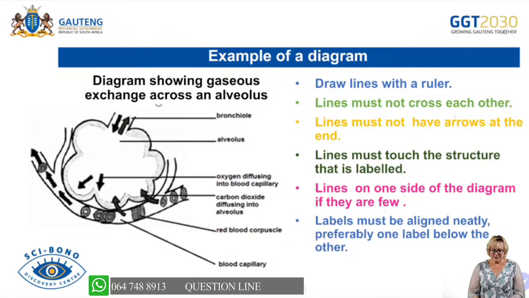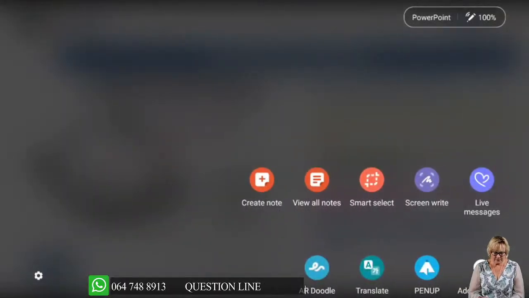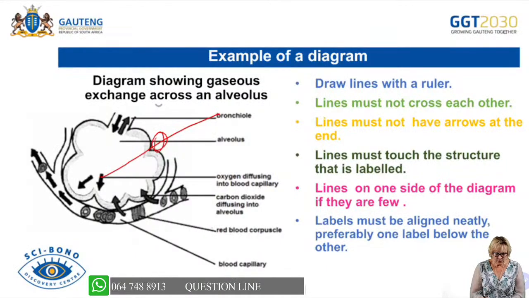Lines must not cross each other. All right, so you cannot say, this one is actually that one there. You're not allowed to have lines that are crossing one another. Lines must not have arrows at the end, so we don't put an arrow here or there. I know in some textbooks they have arrows, but please, when you do it, do the correct thing.